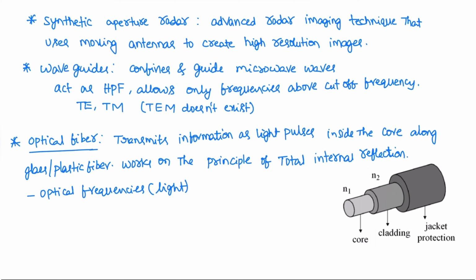Similarly, a waveguide confines and guides microwaves. It has two modes, either TE mode or TM mode of operation, but TEM mode doesn't exist in waveguides. A waveguide is a high pass filter that allows only frequencies above the cutoff frequency. Synthetic aperture radar is an advanced radar imaging technique that uses moving antennas to create high resolution images. It is mostly used in airborne or spaceborne radars, in a variety of applications including military, environmental and research.